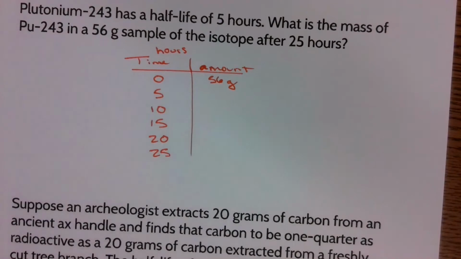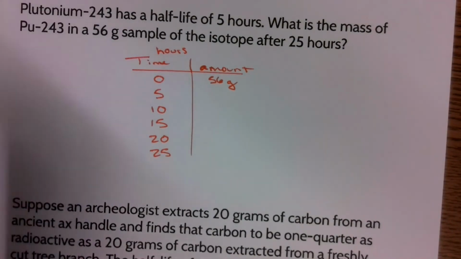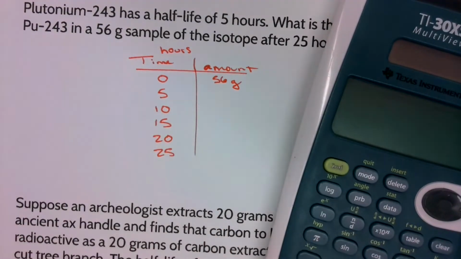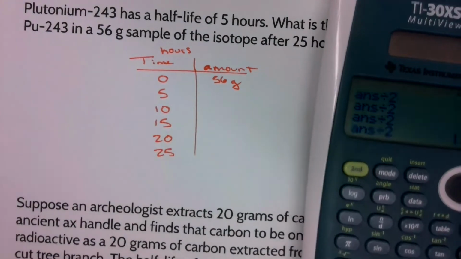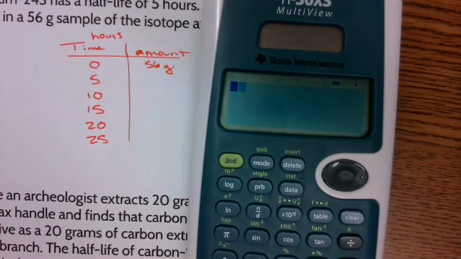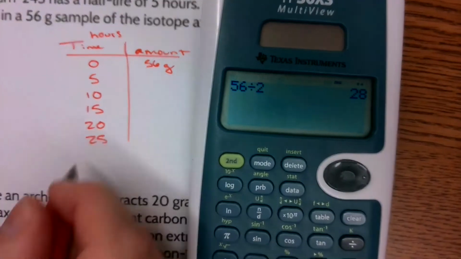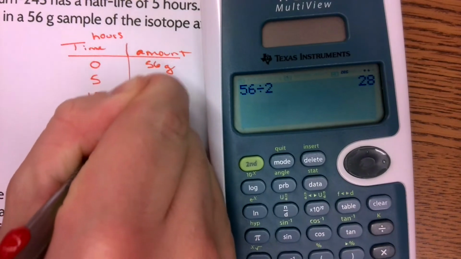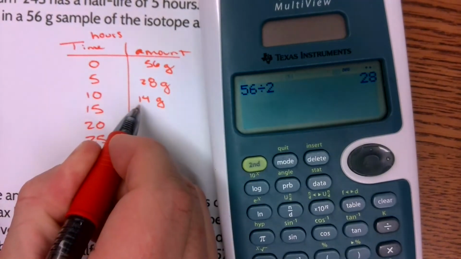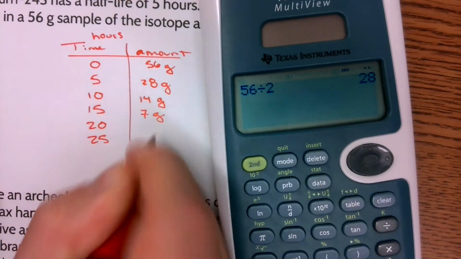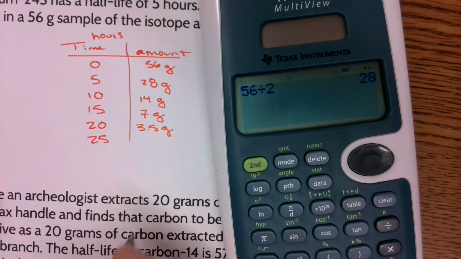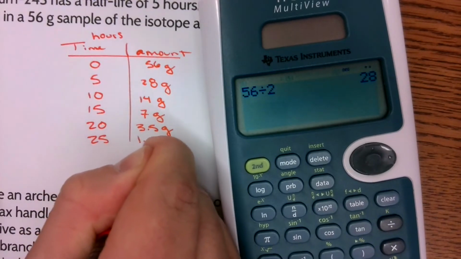Okay. Now we're going to pull out our calculator and we'll just do it together. So what we'll do is we'll divide 56 by 2 and then divide by 2 again, divide by 2 again to show that half-life has occurred. So we have 56 divided by 2, and that is equal to 28. Okay, and half of 28 is 14. And then half of 14 is 7. And then half of 7 is 3.5. And then half of 3.5 is, I believe, 1.75 grams.